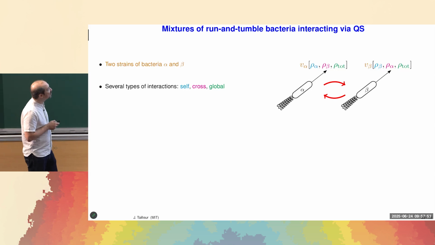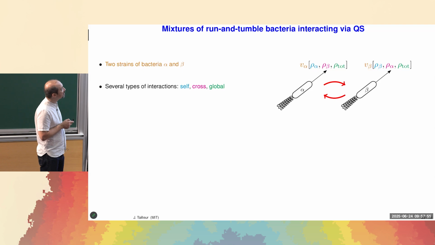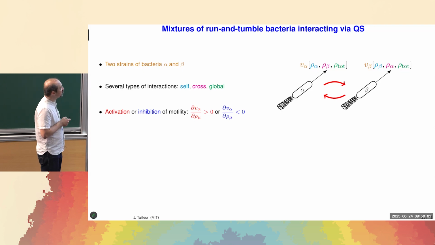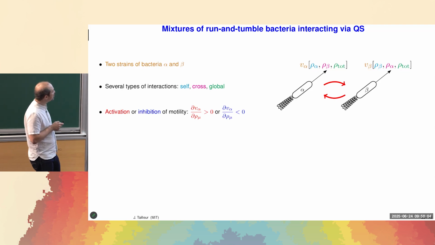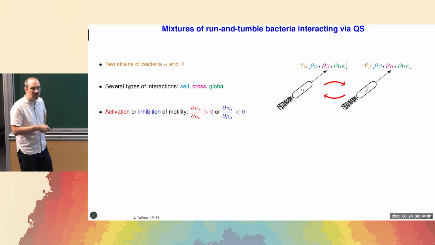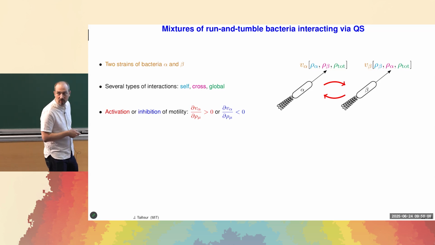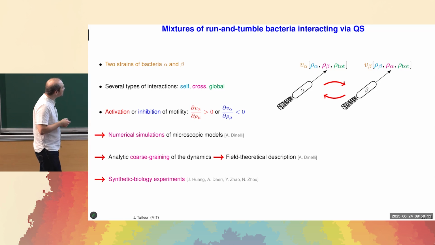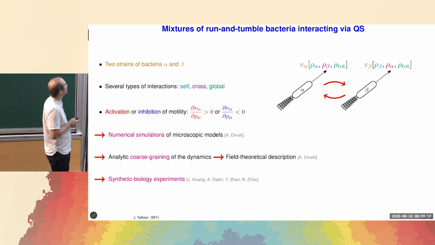There can be global motility regulation when the speed of alpha depends on the total density. And then what we'll be looking at is both activation and inhibition of motility. So far, I only talked about inhibition of motility, because activation of motility doesn't do anything interesting when you just have one species. And we did essentially three things to understand the physics of these systems.